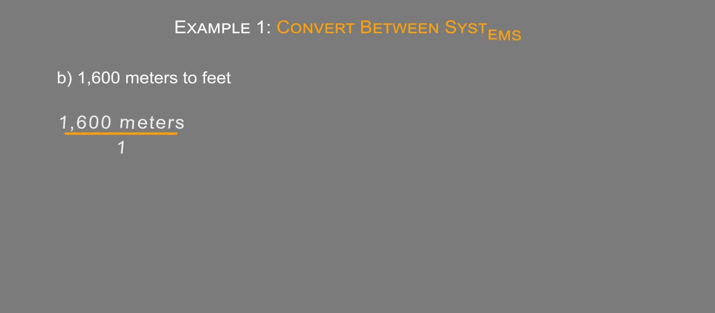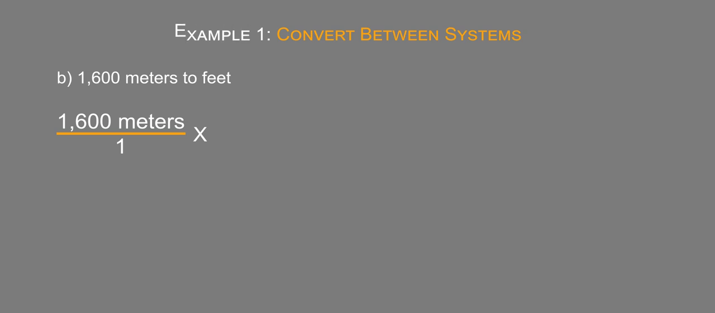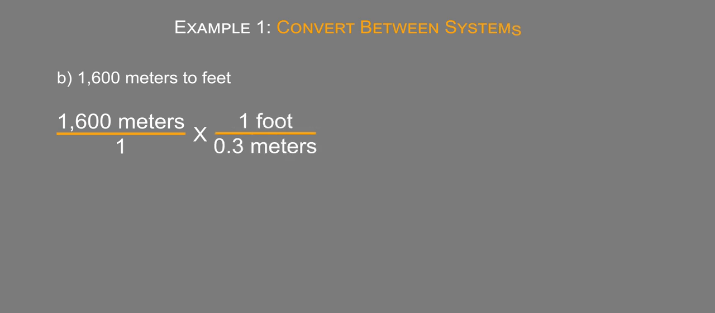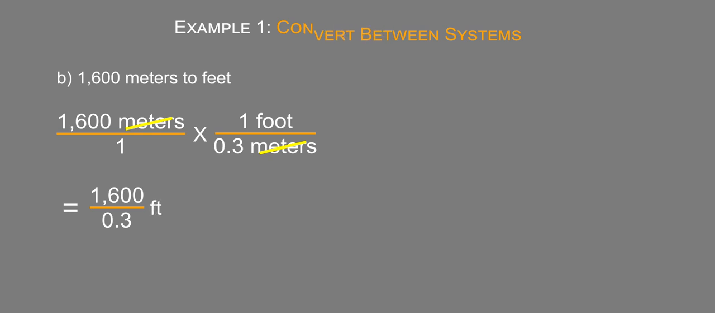Now, meters to feet, we're given 1,600 meters. Again, I'm going to write that as a rational number with a denominator of 1. If we look at the chart on page 320, we are given that 1 foot is 0.3 meters. We want to get rid of meters, and since we have meters to feet, we convert directly. There are 0.3 meters in each foot. The meters cancel, and we're left with 1,600 divided by 0.3 feet.